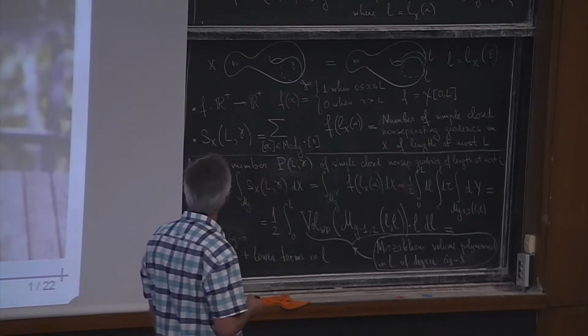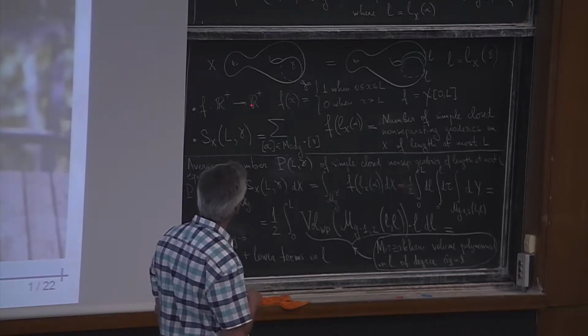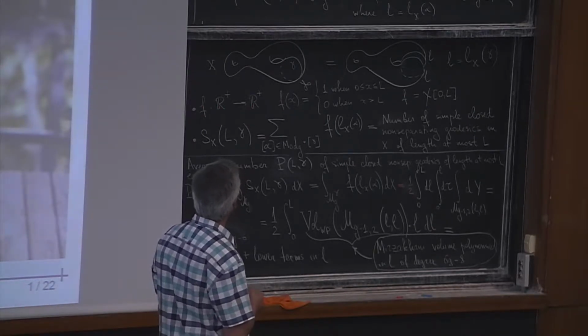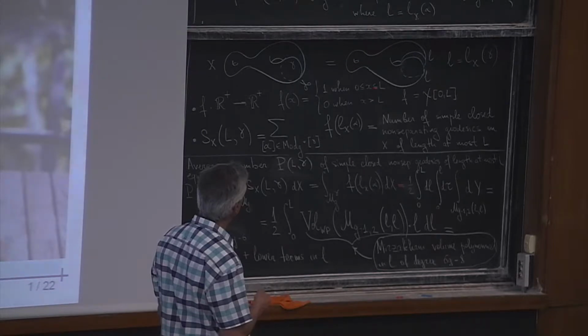OK, now 2 more notations. First, let us consider the function defined on positive real numbers with values in positive real numbers, which is just the characteristic function of the interval from 0 to L. So f of x, where x is a non-negative real number, is 1 when x is between 0 and L, and it is 0 when x is too large.